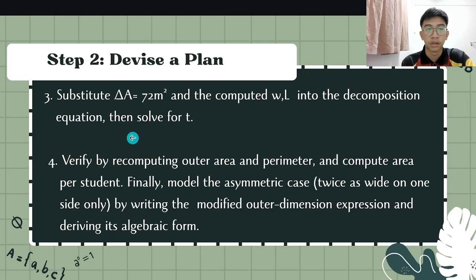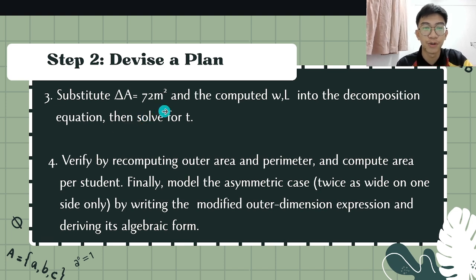Next, substitute the change in area equals 72 square meters, and the computed W and L, into the decomposition equation, then solve for T. After that, we verify by recomputing the outer area and perimeter and compute the area per student. Finally, model the asymmetric case by writing the modified outer dimension expression and deriving its algebraic form.